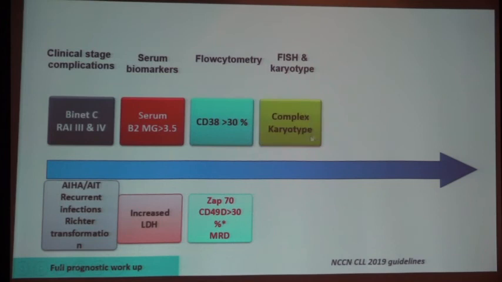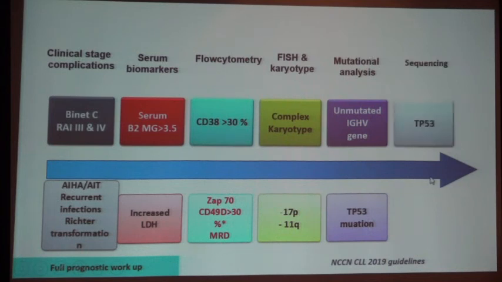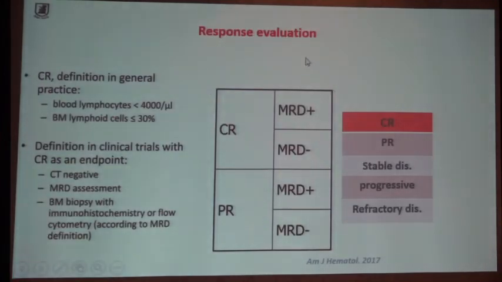FISH and complex karyotyping are bad prognostic markers. We add 17p and 11q, among the worst prognostic markers as well. Mutational study: unmutated IGHV is a bad prognosis. P53 mutation should be added as a mutation study regularly. Sequencing of P53 as well as IGHV mutations. Now we have the prognosis. What's the value of that?